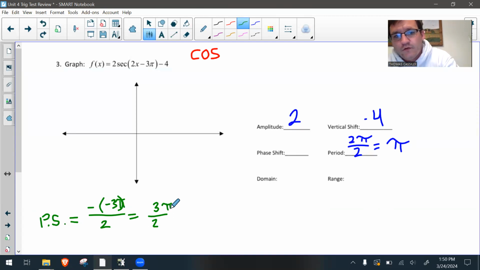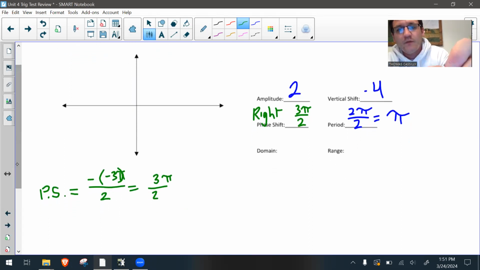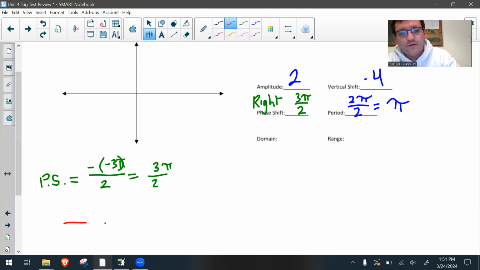So we're going to write 3 pi over 2. The domain and range, we'll talk about that in a second here. So kind of like what we did last time, make 5 blank spaces.